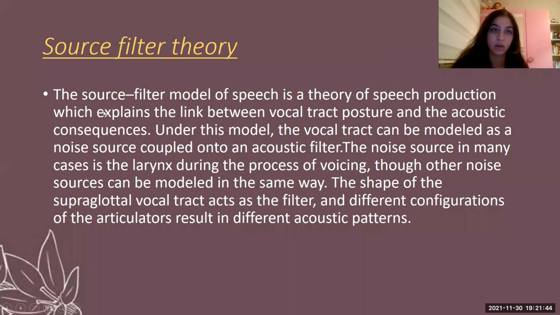Source filter theory. The source filter model of speech is a theory of speech production which explains the link between vocal tract posture and the acoustic consequences. Under this model, the vocal tract can be modeled as a noise source coupled onto an acoustic filter. The noise source in many sources can be modeled in the same way. The shape of the supraglottal vocal tract acts as the filter, and different configurations of the articulators result in different acoustic patterns.